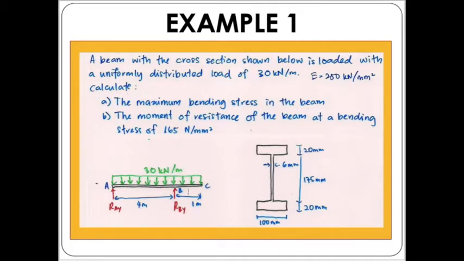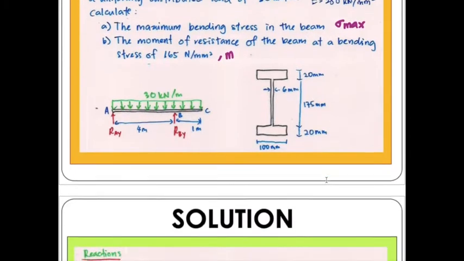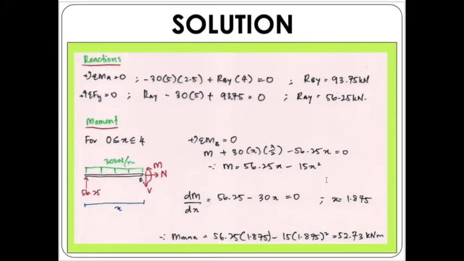Given here are the loads that you are required to have. Then we have the UDL, which is 30 kilonewton per meter. We also have the distance between support A and support B, and we have an overhanging beam here. You are also given the cross section of the beam. It is an I beam, with the dimensions given in the figure. Now we are going to look into the solution.